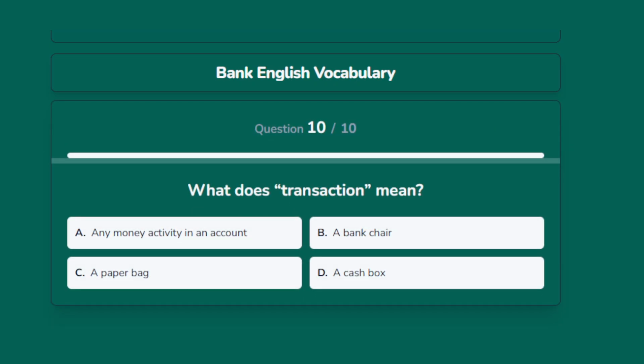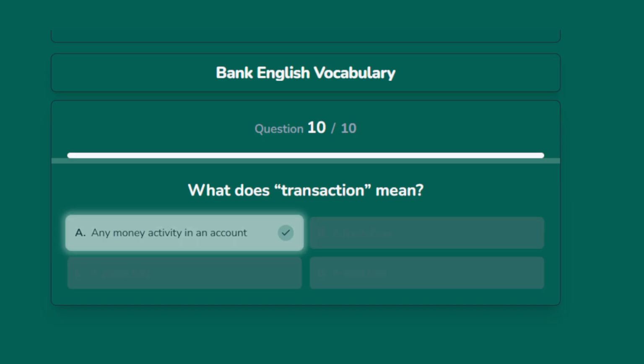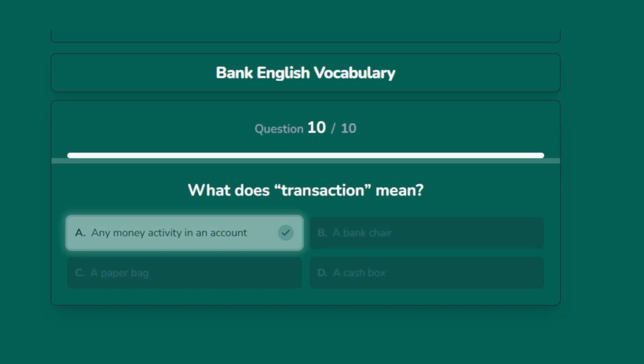What does transaction mean? Options are A. Any money activity in an account, B. A bank chair, C. A paper bag, D. A cash box. The correct answer is any money activity in an account.